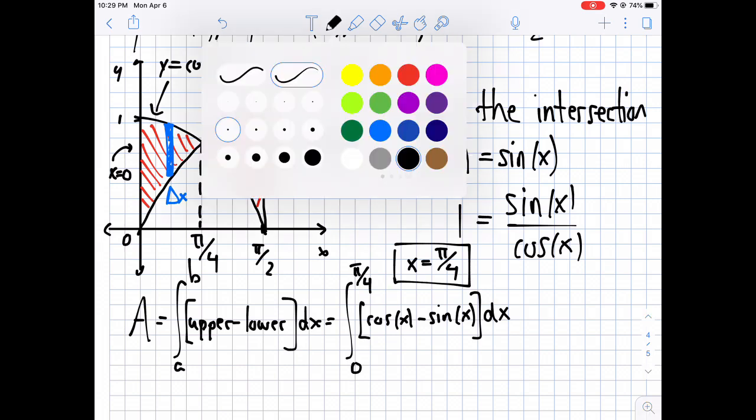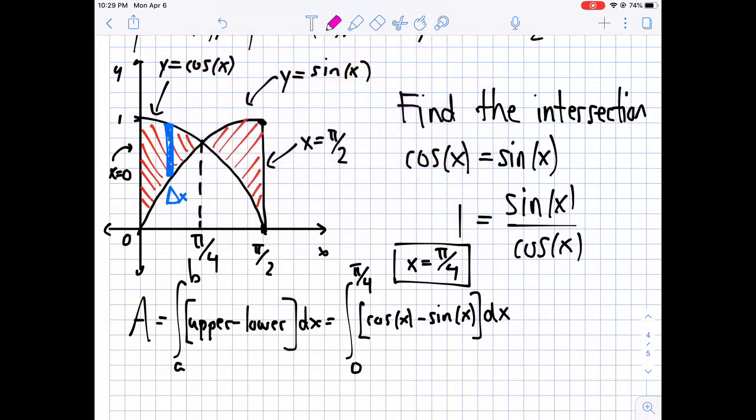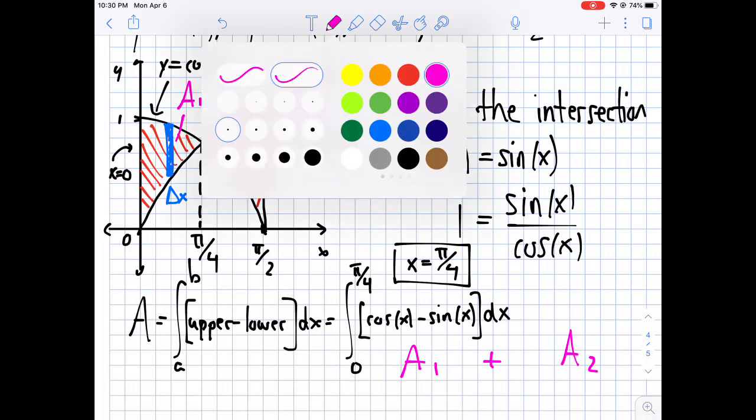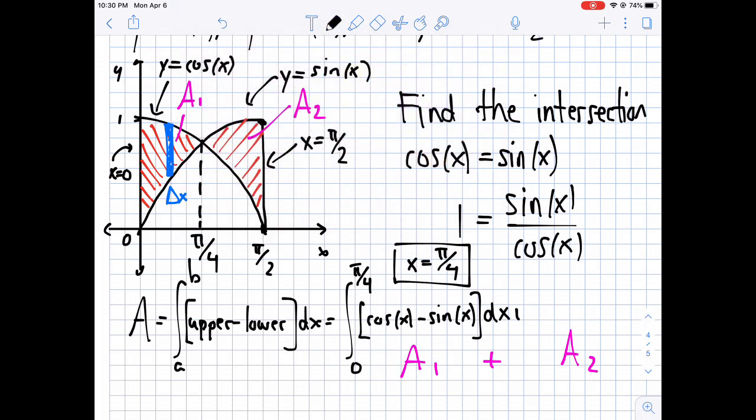And here, let's just be clear. This whole thing is going to be A1, where A1 is the area of that first region. We also want to look at the area of the second region. Let's call that A2. We need to figure out what A2 is, and then we're going to add the two of them together. Once we've done 1, we know very much what the process is going to be.